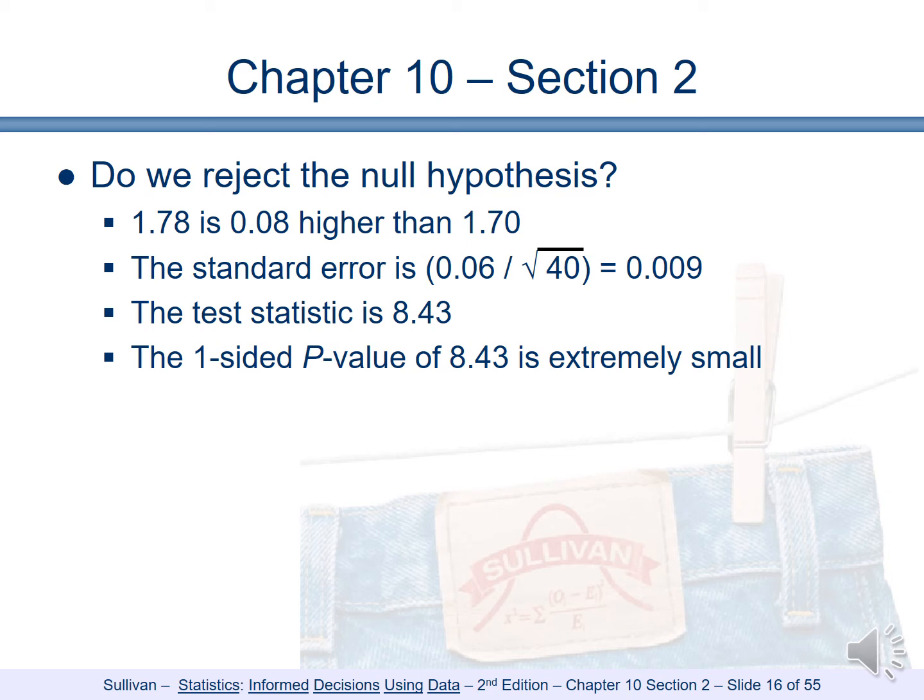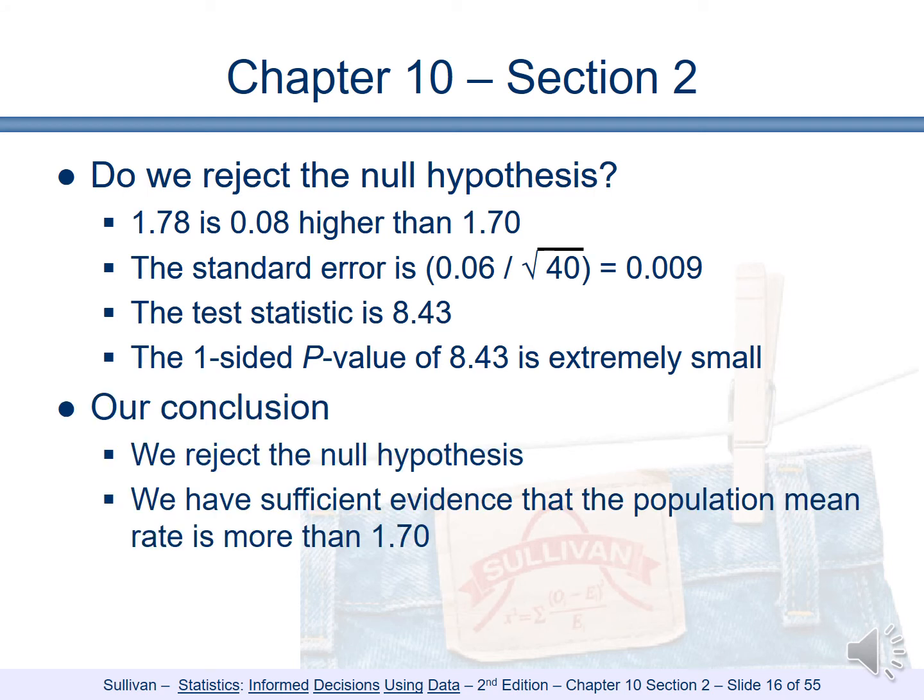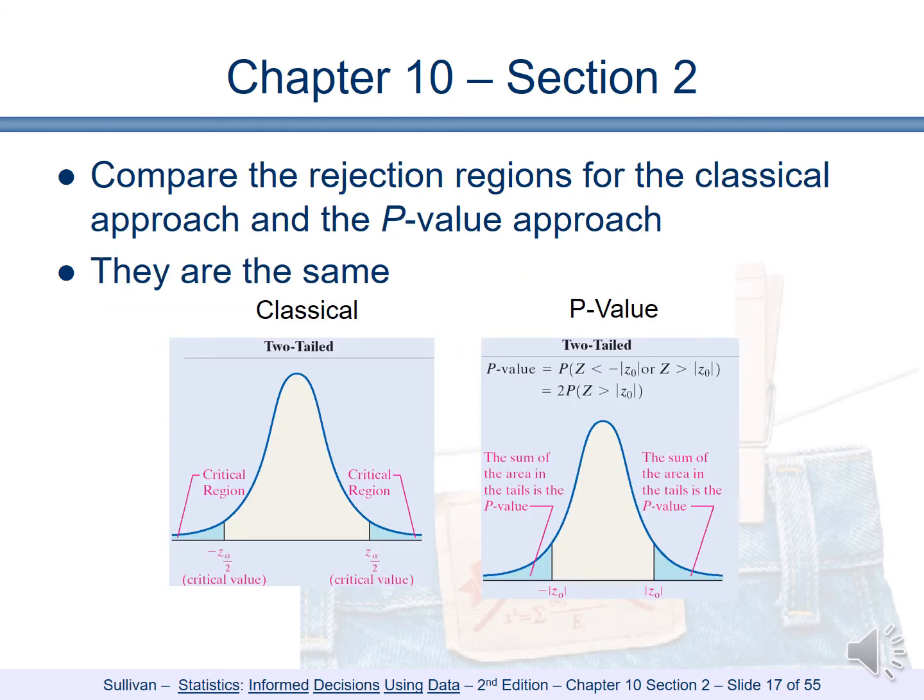Standard error is 0.009, so our test statistic is 8.43. It's a one-sided test, and it's very, very small probability that we would get 8.43. So our conclusion is we reject the null hypothesis. We have sufficient evidence that the population mean rate is more than 1.7. Now I know you're sitting on your calculator, so you don't have to worry about finding the p-value, so hang tough for a minute.